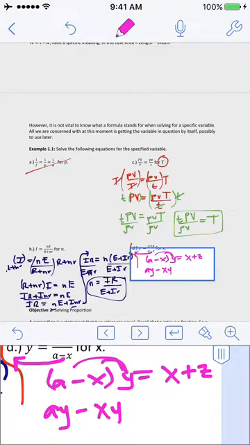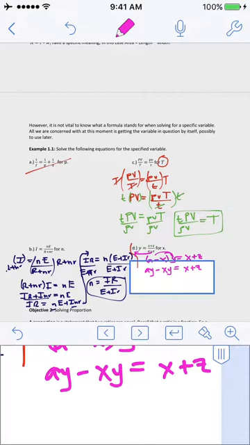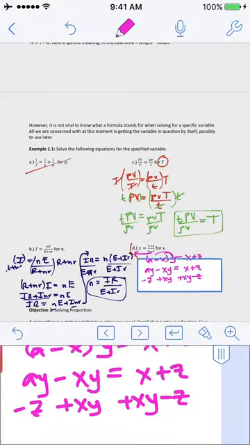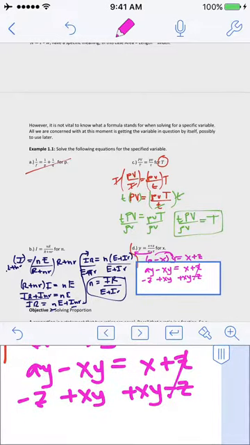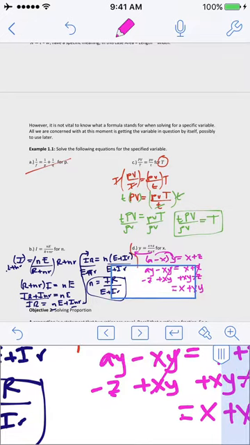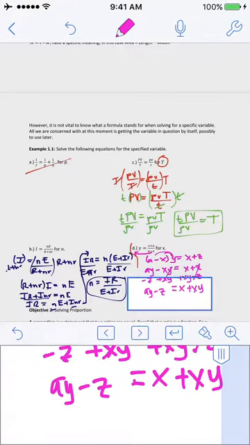Ay minus xy is equal to x plus z. I want to move all of the non-x terms to one side and all of the x terms to a different side. So I think I will add this xy, subtract the z, and subtract the z. So these z's are going to go away. I'm left with nothing but x and xy. Here, the xy's are going to go away, and I'm left with ay minus z. I see no x's over on the left-hand side.